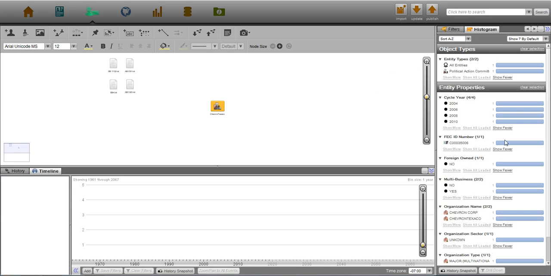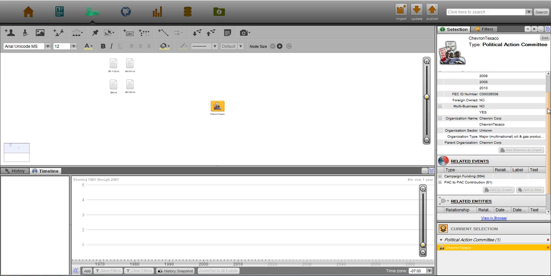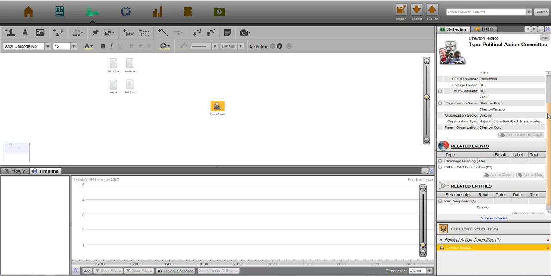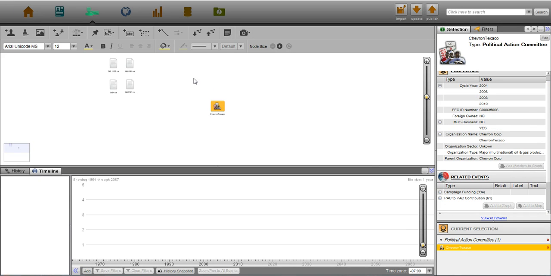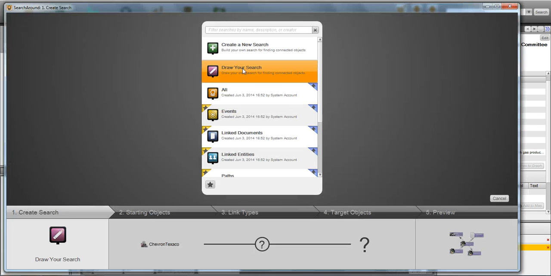So I can see here, if I go to my selection tab, I can see the organization name is Chevron Corporation, so I think I'm on the right track. I can see 994 campaign funding events and 61 PAC-to-PAC contributions. So I want to drill down on these campaign funding events, but instead of drilling down on 1,000 of them, I am going to conduct a search because I'm just looking at campaign funding in California.